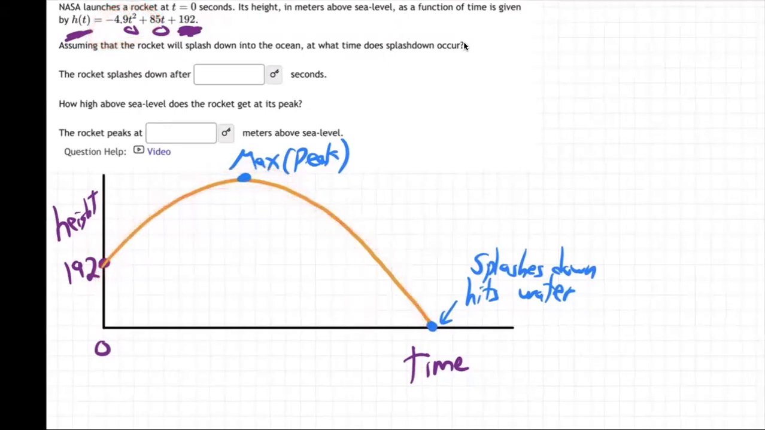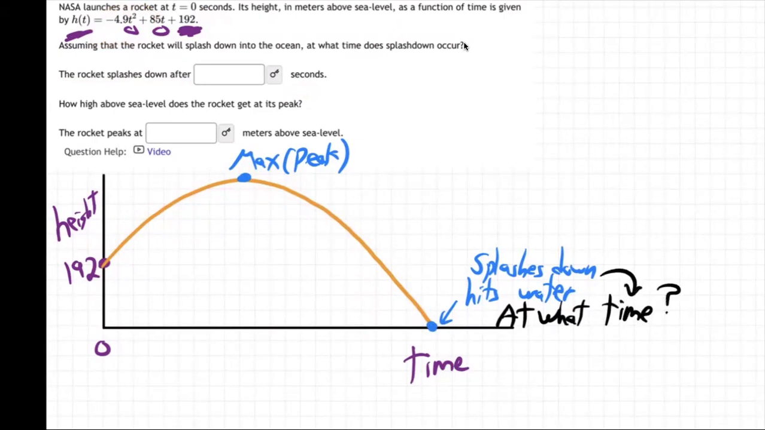All right, now ready for the first question. It'll splash down after how many seconds? So what is this time here when the rocket splashes down? That's what they want to know. Let's write this. At what time does the rocket splash down? What is that time? How am I going to find that?